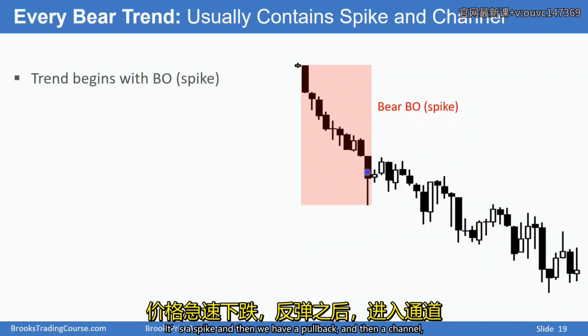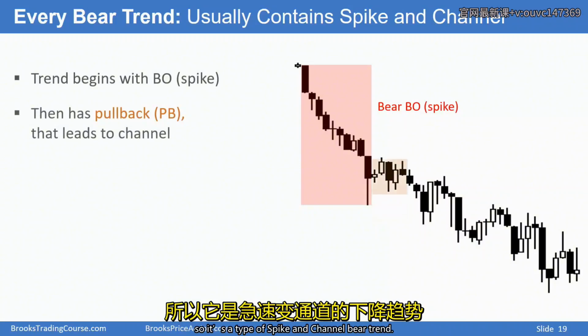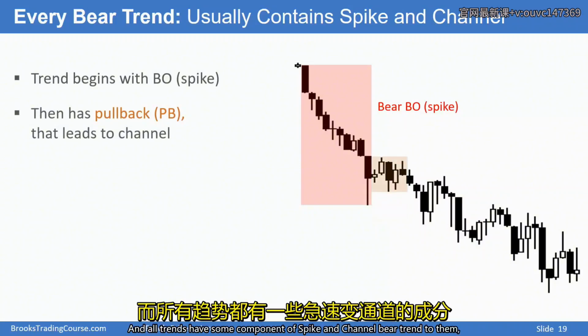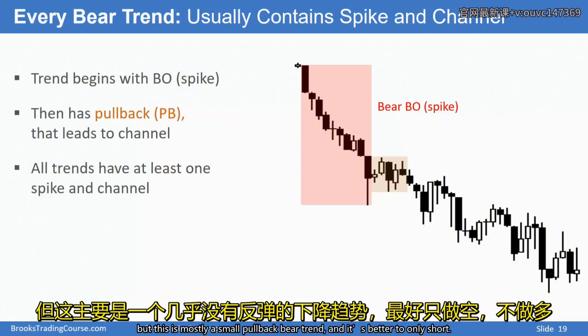It's a spike, and then we have a pullback, and then a channel. So it's a type of spike and channel bear trend. And all trends have some component of spike and channel bear trend to them. But this is mostly a small pullback bear trend, and it's better to only short.